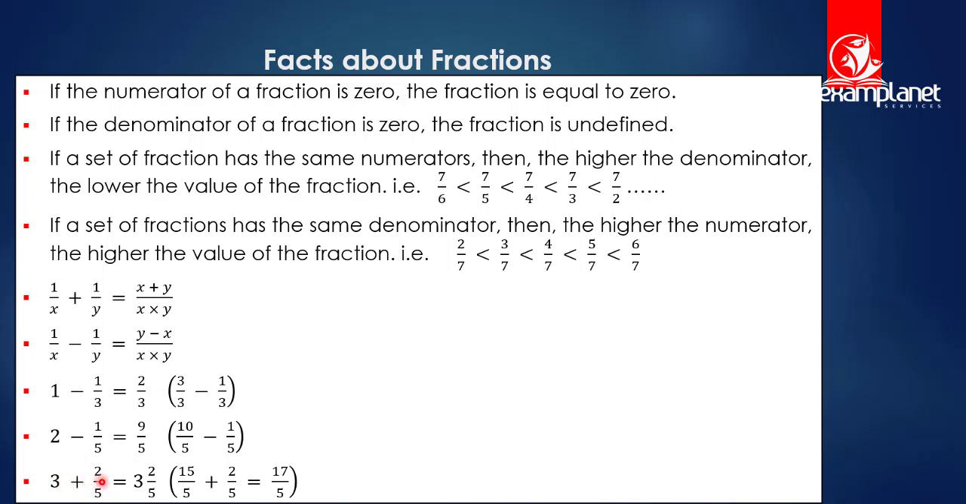Same thing if you have addition: 3 plus 2 over 5. As you can see here, I can write my 3 as 15 over 5, and that will be 15 plus 2, which will be 17 over 5. And that's 3 whole number 2 over 5.